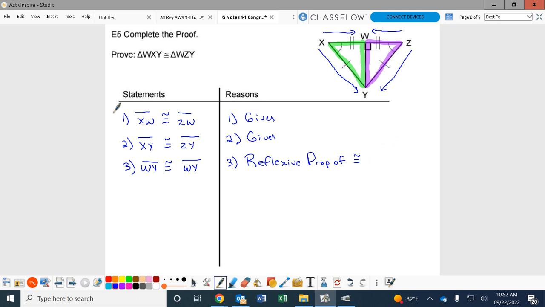Now guys, what have we done? We've proven that all three what are congruent to all three what? All the sides. All three sides are congruent to all three sides. That's exactly right. So if we've done all three of the sides, what do we need to do for the next three steps? The angles. We need to do the angles. 4, 5, and 6 are just going to be proving the angles congruent.